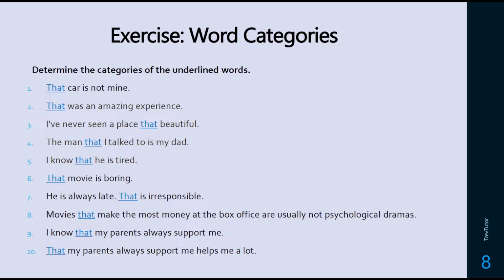So, to make sure we have an understanding of word categories, let's take a look at a bunch of these different types of that's and try to determine their category. So pause the video, try it yourself. Now let's go over some solutions.